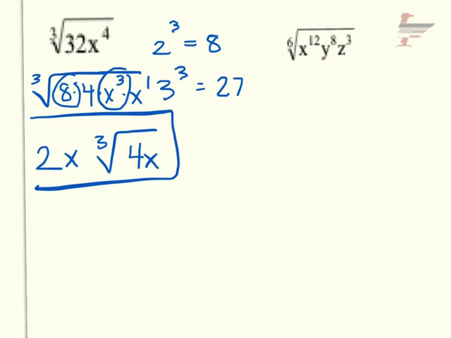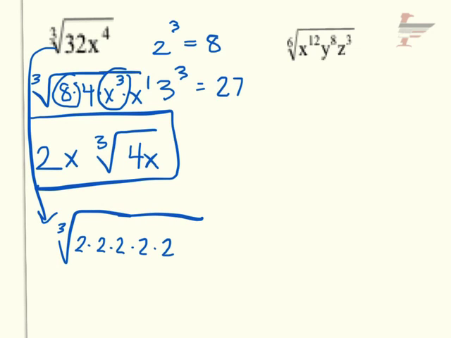And that's simplified. Now for those of you that like to take this and break it down, you can certainly do that and say, well, I know 32 is 8 times 4, so that's going to be 2 times 2 times 2 times 2 times 2, and x to the 4th is x times x times x times x, and then circle all your groups of 3. So here's a group of 3, so you bring that out. Here's a group of 3, so you bring that out, and then what's left? 2 times 2 times x, which is 4x.